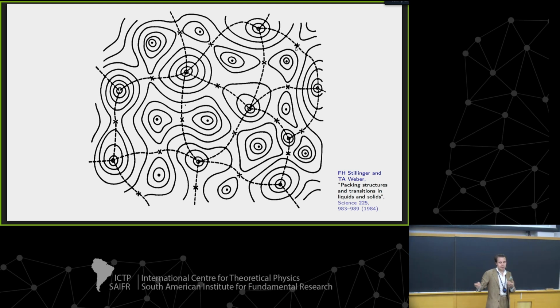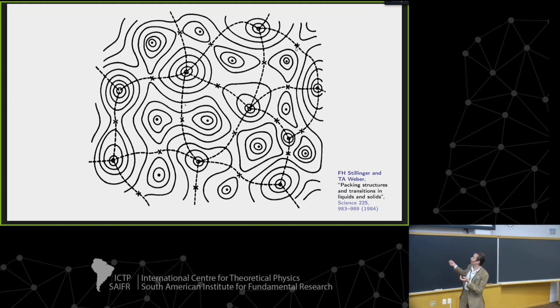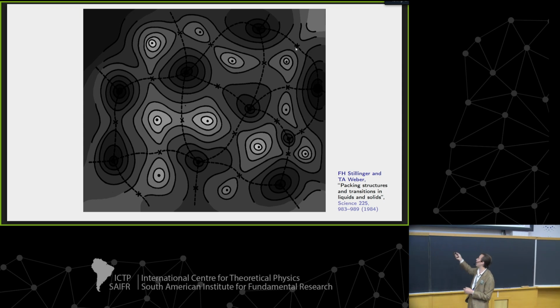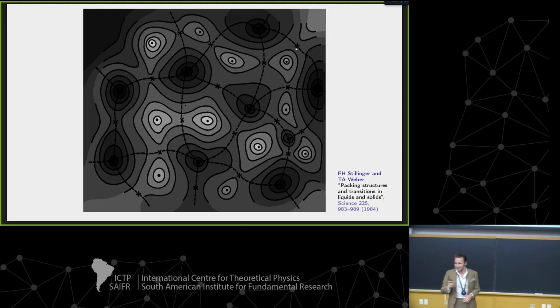Well, I'm going to steal this picture from an old paper of a nice energy landscape with lots of minima and maxima, which are easier to see if I color them. Oh, it still looks nice. If I color them by level, there are high, bright maxima and low, dark minima.